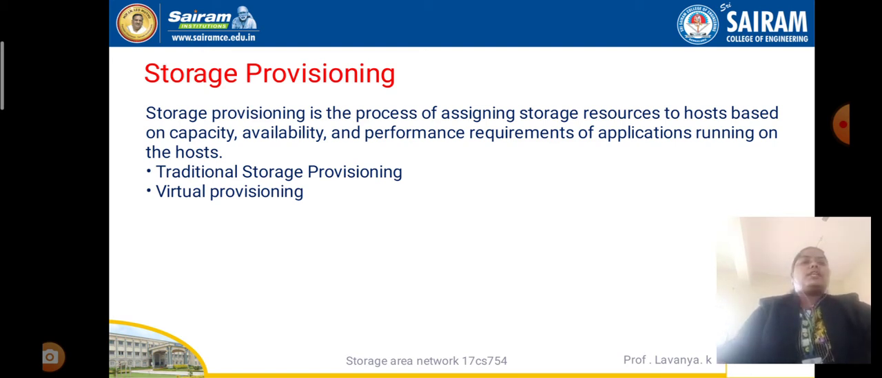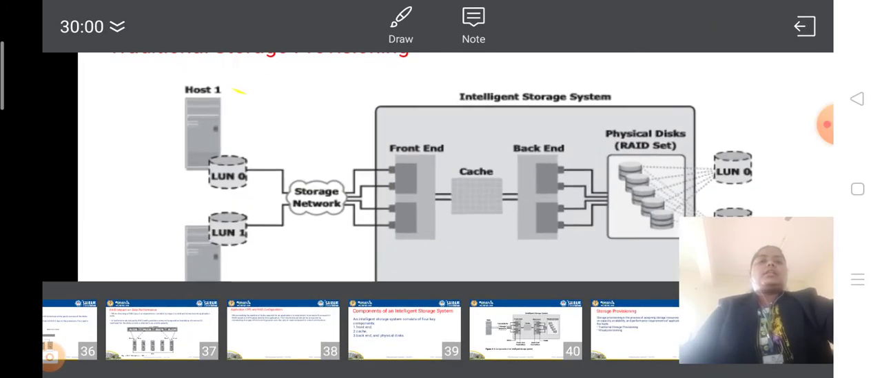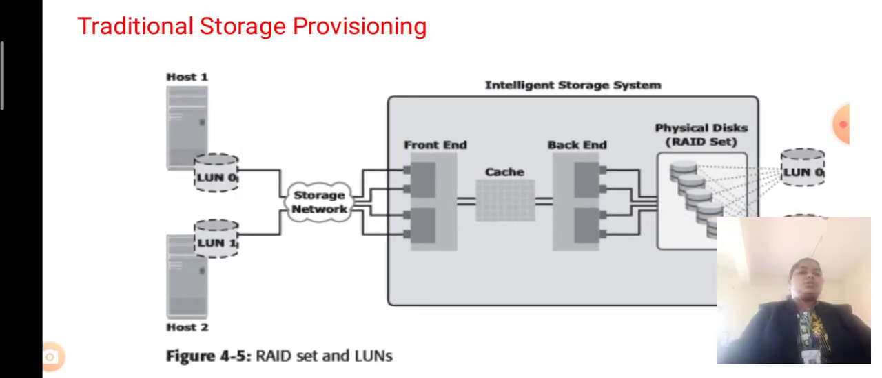If you look at this diagram, we have host 1 and host 2. They are going to access logical unit number 0 and logical unit number 1, used by host 1 and host 2 for accessing the data. The logical unit numbers are spread across all the disks that belong to the data set. Each logical unit is assigned a unique ID, which we call the logical unit number.